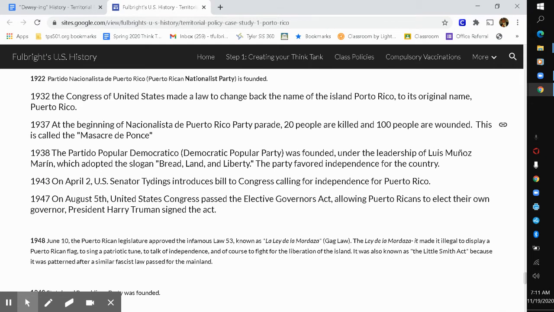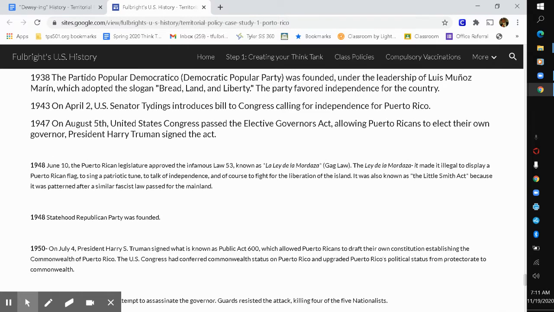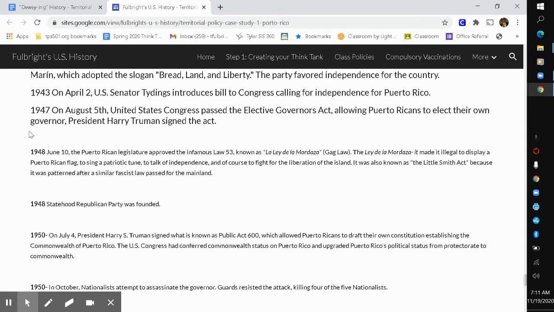I'm going to skip you ahead to more modern history. In 1947, the United States Congress passed the Elective Governors Act, allowing Puerto Ricans to elect their own governor. President Harry Truman signed the act. So, for 47 years, the United States government had been picking their governor. Now they get to pick their own. That was an improvement, right?